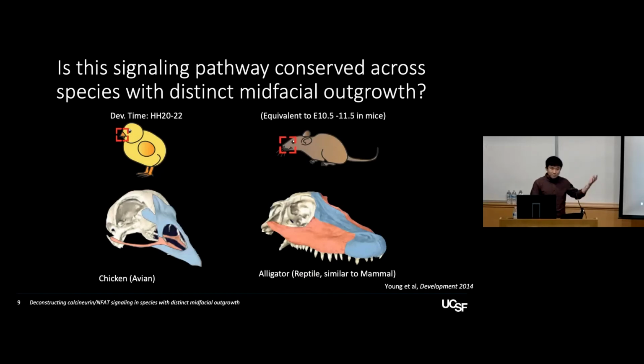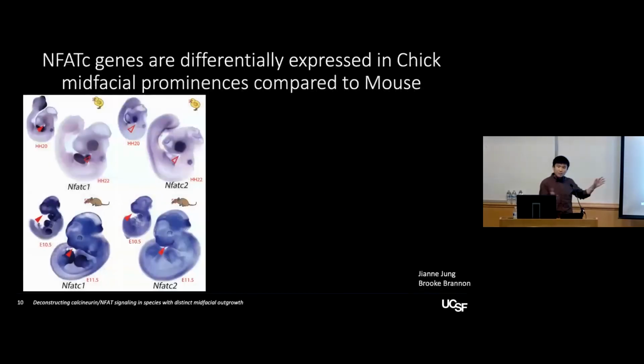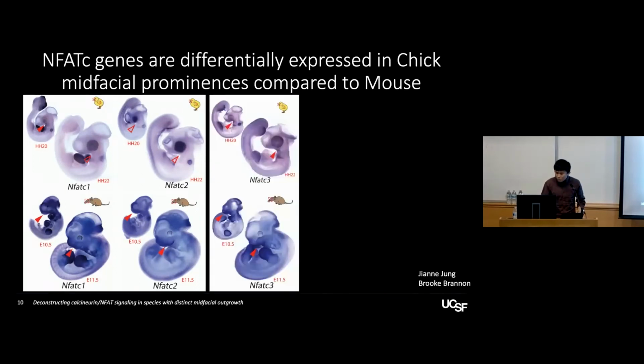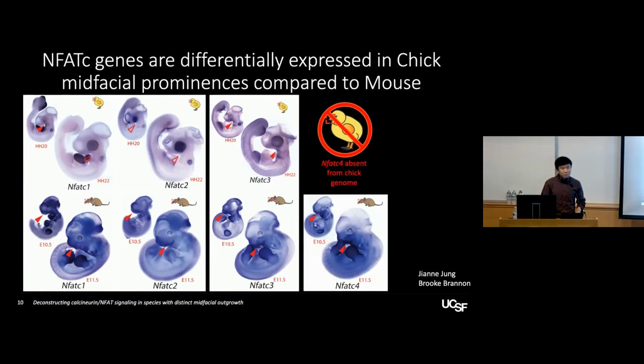And once again, we turned to our old friend in situ hybridization. Okay, so you are familiar with the images below. I showed you the C1 and C2 in the mouse earlier. And it turns out we just don't really see them at all in the chick face. The only one that's holding down the fort is C3, which is very strongly expressed in the face of the chick. And to our surprise, C4 is completely absent from the chicken genome. So the question begs, what happens if we manipulate the expression of this pathway?